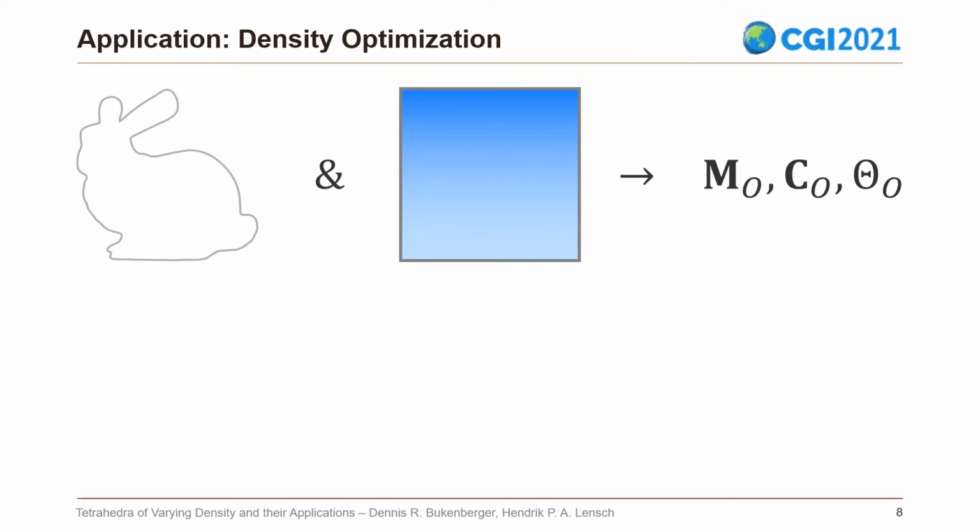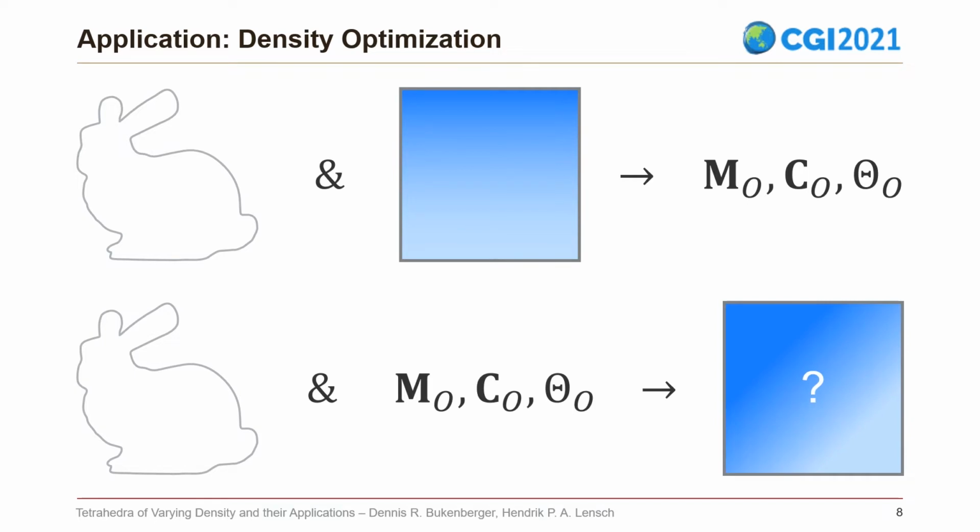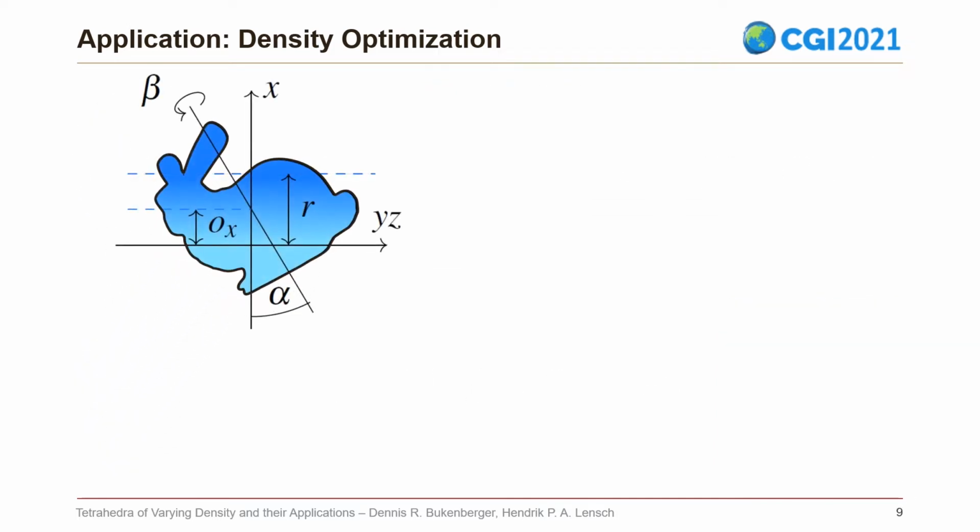Now, to make things more interesting, we can also turn this problem around and say, okay, we have this geometry and we want these mass properties. How should the density field look like? Therefore, we have to first parameterize our density field. And we do this by using this sandwich formulation, where the gradient is enclosed on both sides with regions of constant minimum and maximum density.